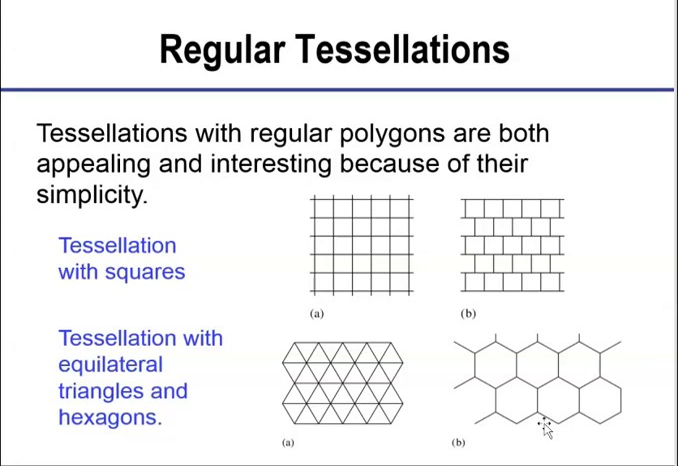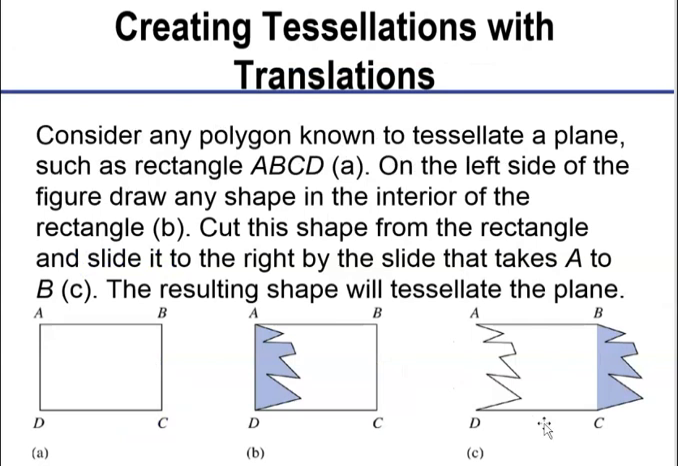We'll talk more about what works and what doesn't in just a minute, but just picture any of these shapes. On the left side of the figure, you could draw any shape in the interior of the rectangle. Notice we drew this zigzaggy shape over here on the left side. Cut this shape from the rectangle and slide it to the right by the slide that takes A to B. So we just picked up that cutout piece and then put it on the other side.